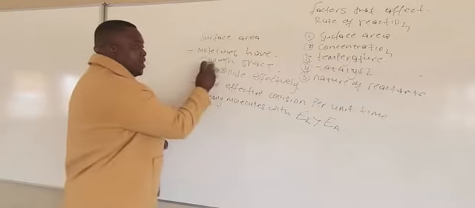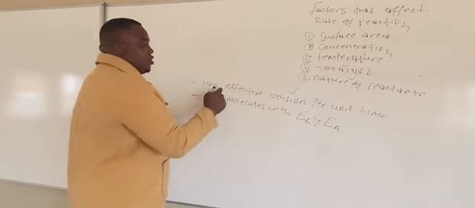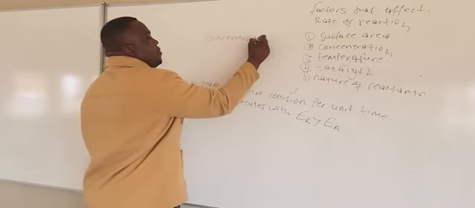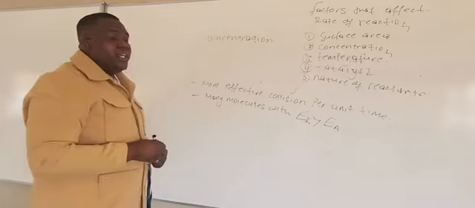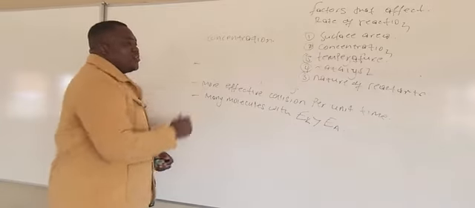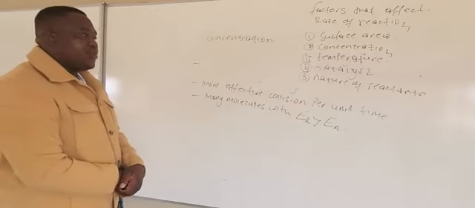Let us come to the second part, which is the concentration. You will notice that I don't erase these two because you always write them for each and every factor that affects the rate of reaction. So, what does concentration do? How does concentration affect the rate of reaction?